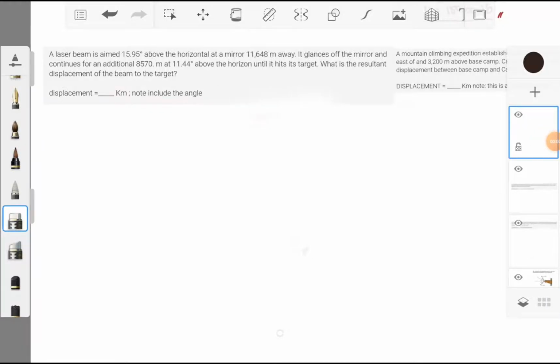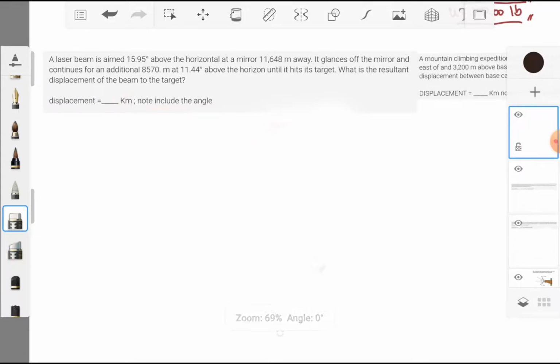Let us try to solve these problems. A laser beam is aimed 15.95 degrees above the horizon, at a mirror 11,648 meters away. So it glances off the mirror and continues for an additional 85 centimeters at 11.44 degrees above the horizon until it hits a target. What is the resultant displacement of the beam to the target?